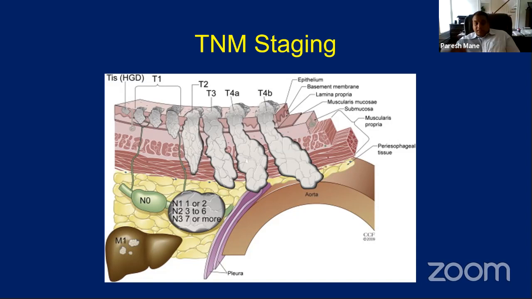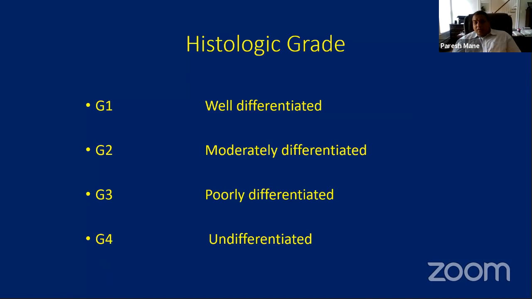EUS is a very good test at picking up lymph nodes, but the lymph node has to be close to where the scope is. There could be lymph nodes further out that the scope cannot identify. And maybe a PET could contribute in those kinds of scenarios. Histologic grade matters, well-differentiated versus moderate, poorly and undifferentiated, and I'll come to that in a second.